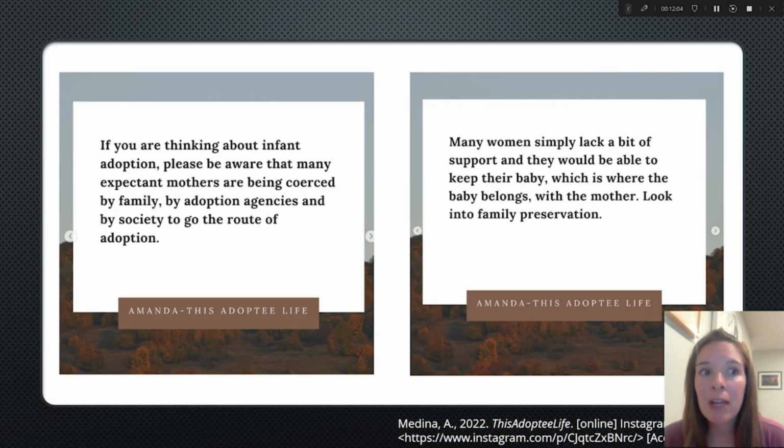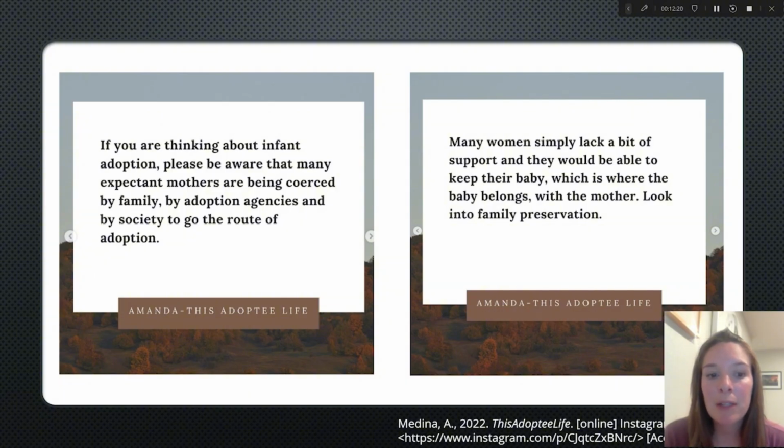If you are thinking about infant adoption, please be aware that many expectant mothers are coerced by family, by adoption agencies, and by society to go the route of adoption. Many women simply lack a bit of support, and they would be able to keep their baby, which is where the baby belongs, with the mother.